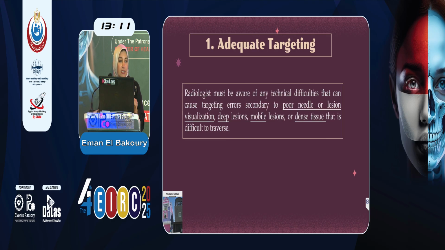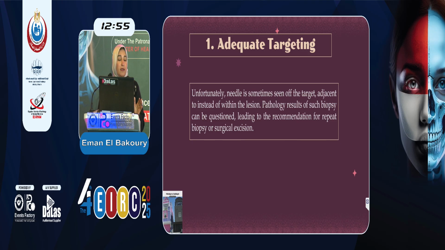Regarding the targeting, actually, Dr. Mona, I think, talked about the difficulties the radiologists meet when doing the core needle biopsy, which are the deeply seated lesion, the most superficial lesion, the dense lesion, and the dense surrounding parenchyma. Because of these difficulties, sometimes you are off-center and it looks like you are within the target lesion.